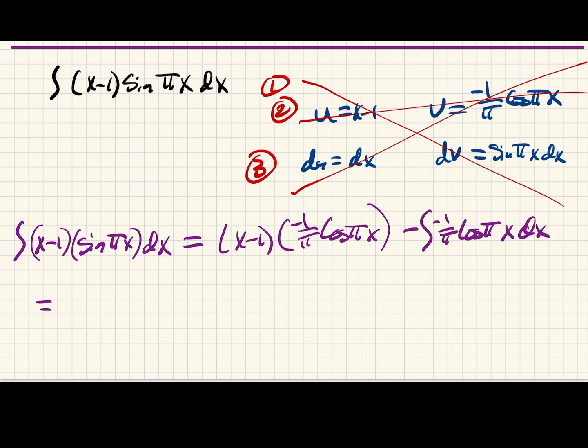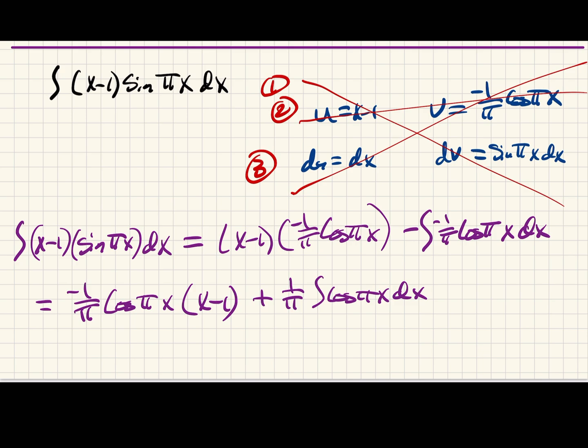I'm excited. All right, so here we go. Minus 1 over pi, cosine pi x, x minus 1. That might be how I write it probably. And then now we're going to have plus, right? And we just integrated that thing, didn't we? So we've got plus 1 over pi integral cosine pi x dx. So minus 1 over pi cosine pi x, x minus 1, plus 1 over pi.